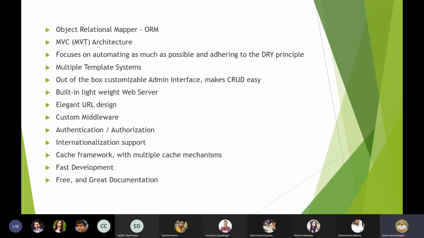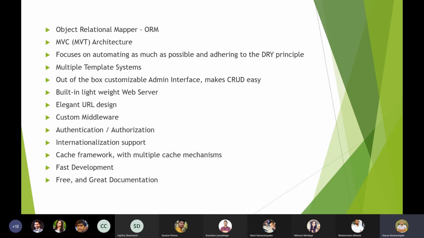Django is built in with an ORM tool and follows the MVT architecture, not MVC, MVT. It focuses on automating as much as possible, and it forces us to use the DRY principle: Do not repeat yourself. Use existing implementations as much as possible to minimize the time spent on the project. We have multiple templating systems as well. We can choose them as we like, whichever is convenient. Out of the box, we also get a considerable admin interface.